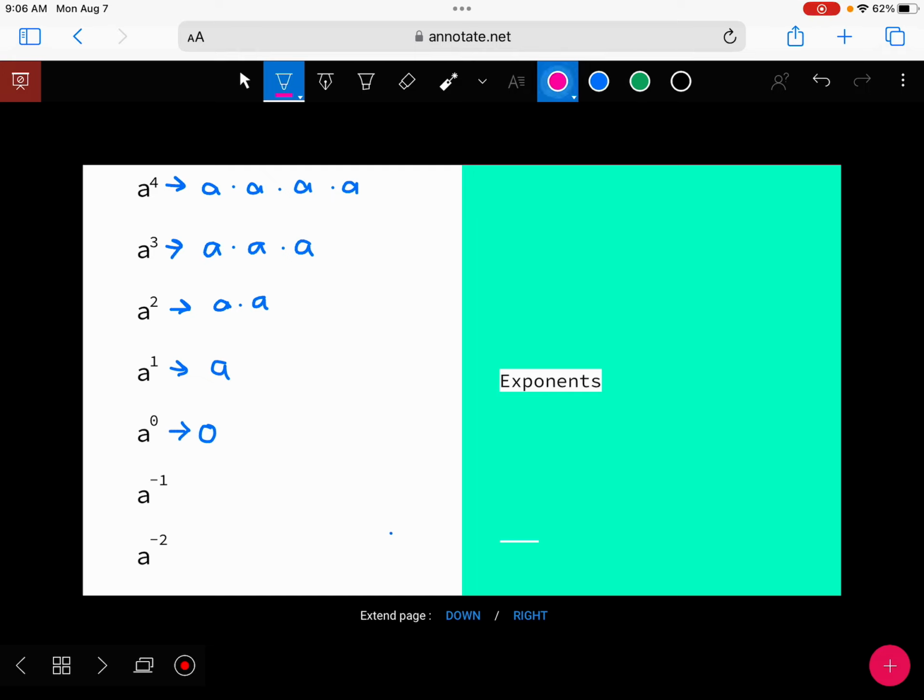Another way to think about that is when we were going up, we were multiplying by A. When we go down, it's dividing by A. So it's canceling one A out as we go down. Canceling one out, canceling one out, canceling one out, not 0.